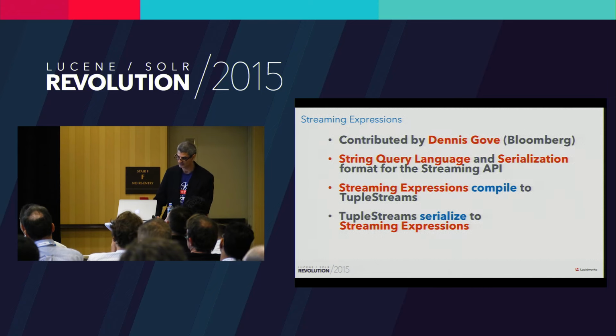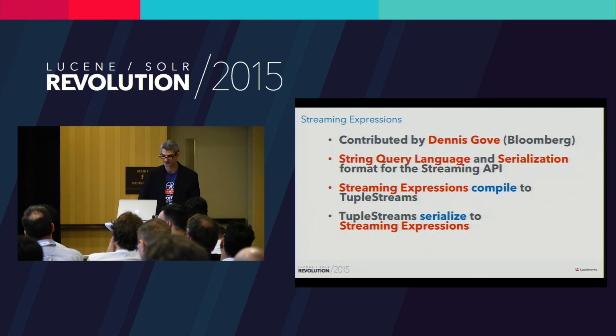And then when it's time for those streaming API classes to get sent to worker nodes, they serialize to streaming expressions and are sent over the wire as these queries, basically. So it's bidirectional, it's very cool, and it's probably going to be part of pretty much everything we do with it. The SQL interface uses them a lot.